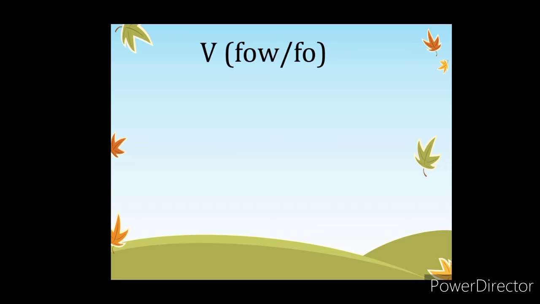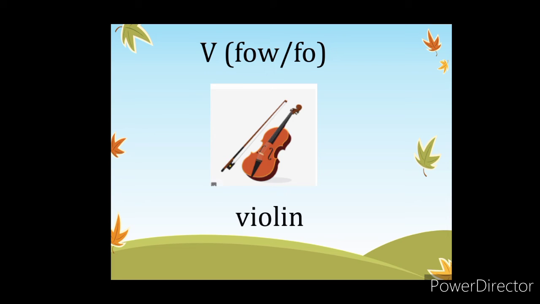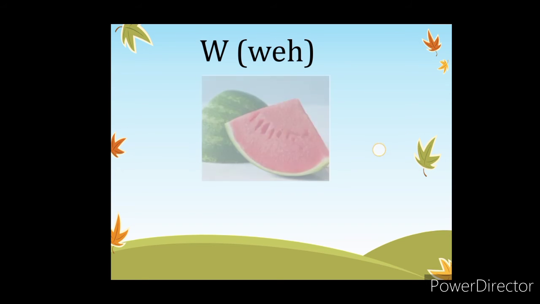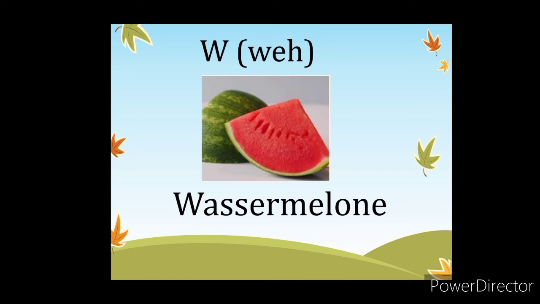V sounds fa or fo according to the word which follows it. For example, in Violine, which means violin. W sounds way, Wassermelone, which means watermelon.